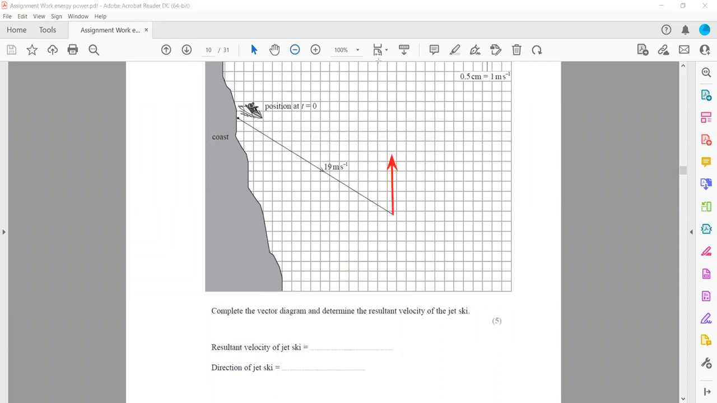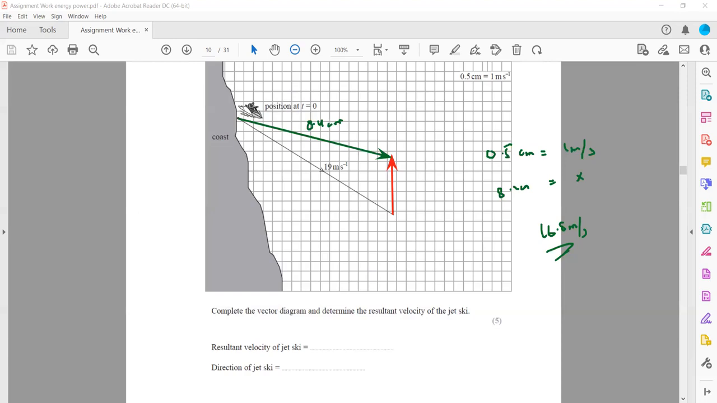Now, how to get the resultant? The resultant is from the tail of the first to the head of the last. That will be our resultant. Now, what about the resultant velocity? We will check how much. For example, say this is 8.4 centimeter. We have the scale that 0.5 centimeter is equal to 1 meter per second. So 8.4 centimeter will be x, cross multiply. This will be 16.8. So the 16.8 is the final.